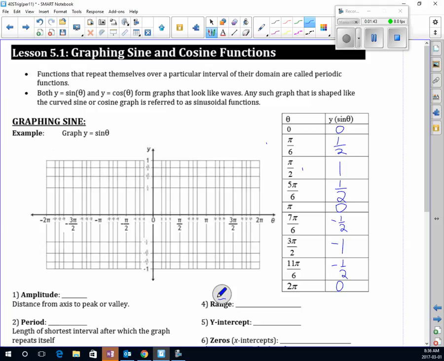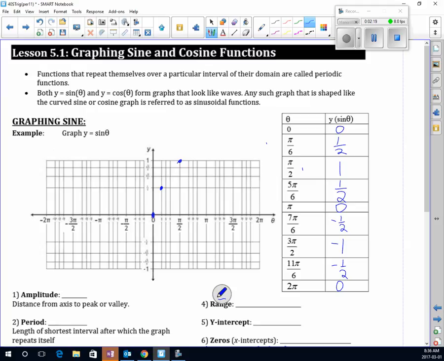Okay, so let's plot this now. If you can't read these little things here, this is pi over 6, pi over 4, pi over 3. Like that's the ticks in the unit circle. So 0, 0 would be here. Pi over 6 would be here. Pi over 2 would be at 1.